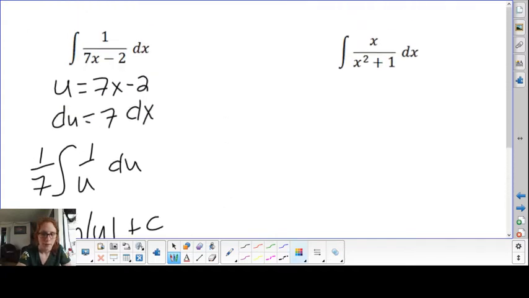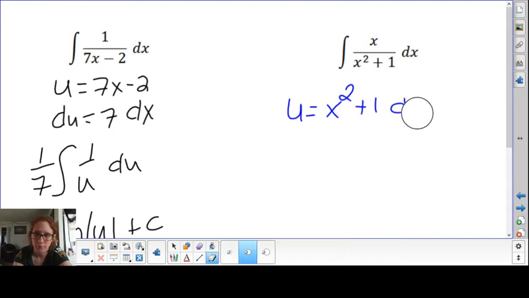And our last example. I'm going to go ahead and remember, when we're looking for more complicated u's to choose, when we have stuff on top and bottom and we're looking for something more complicated, typically we're going to let the denominator be our u, or the guy that has bigger powers.